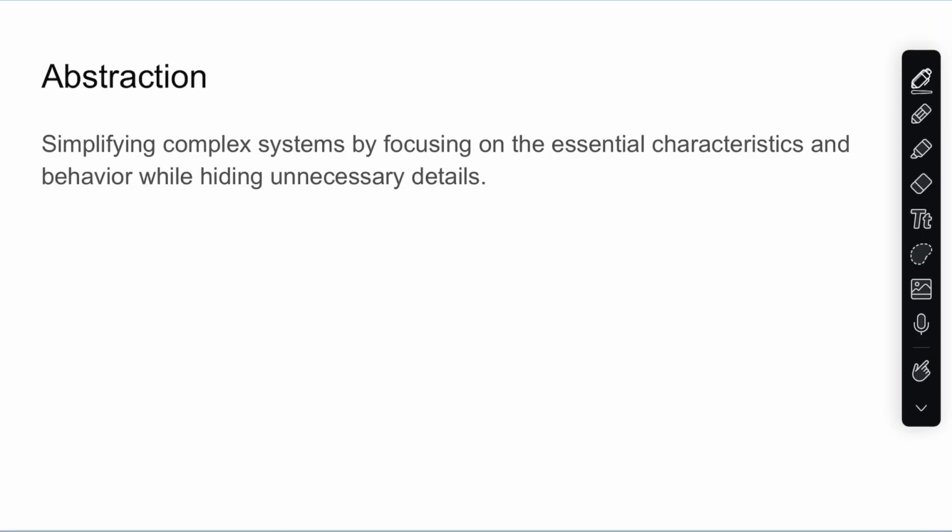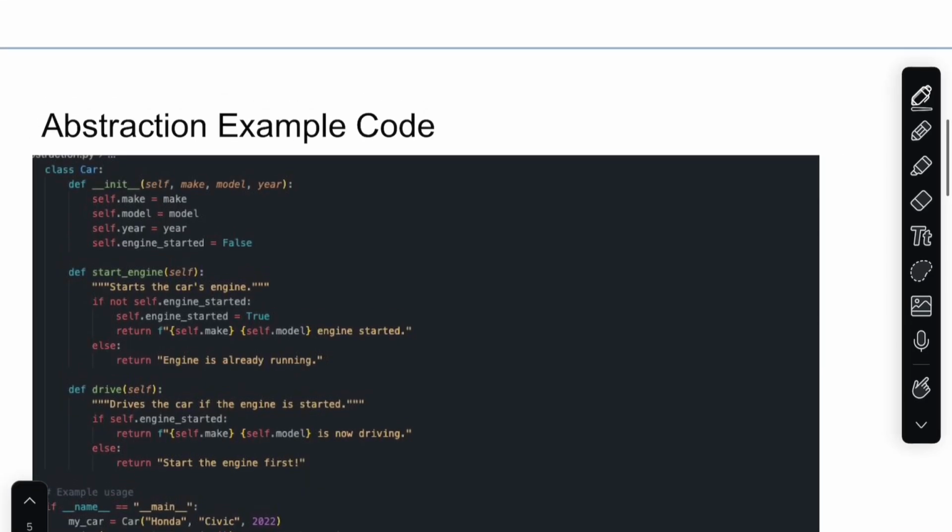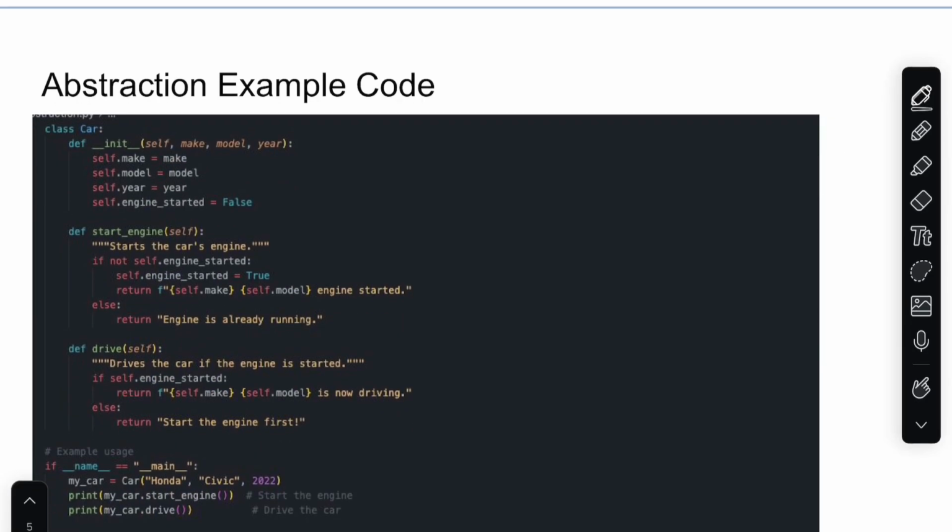So abstraction is the idea of simplifying complex systems by focusing on the essential characteristics and behavior while hiding unnecessary details. So it is the idea that we only need to know the specific method name that can execute the specific actions that we want to perform, and we really don't need to know about the underlying implementation of this specific method. Here is a code snippet of abstraction.